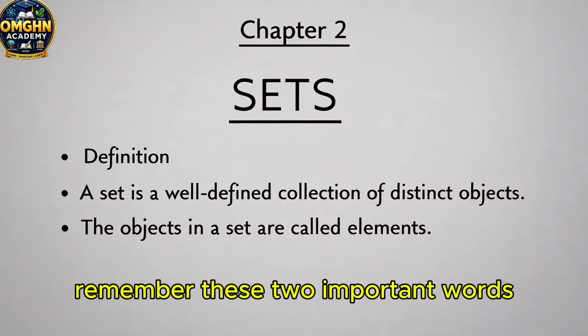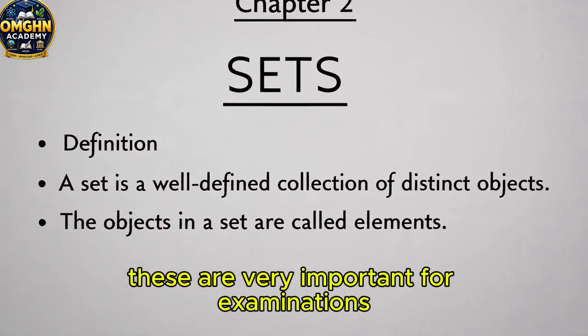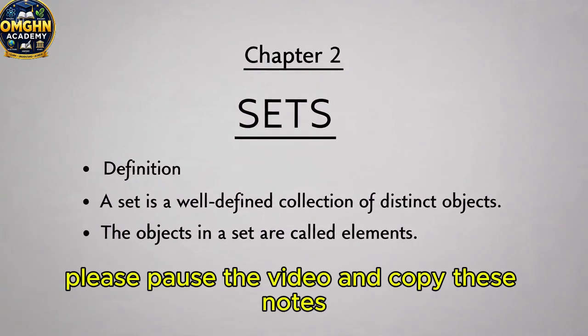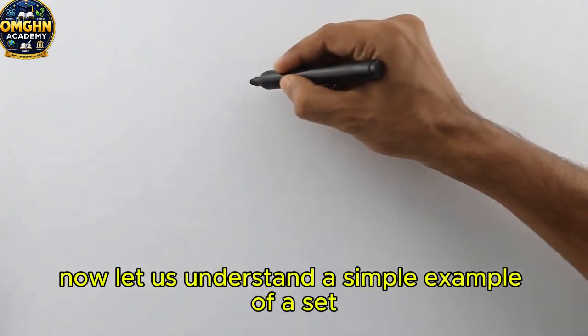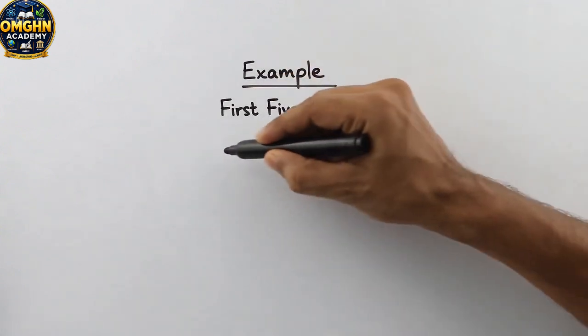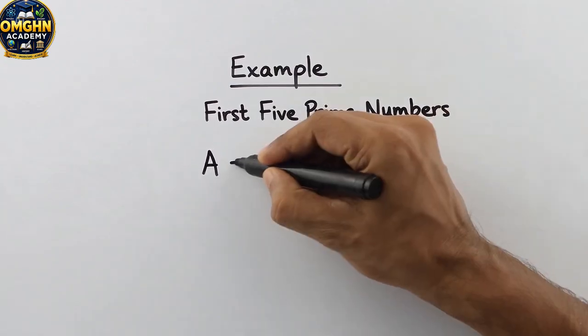Students, remember these two important words: well-defined, distinct objects. These are very important for examinations. Please pause the video and copy these notes. Now, let us understand a simple example of a set. The first 5 prime numbers form a set.